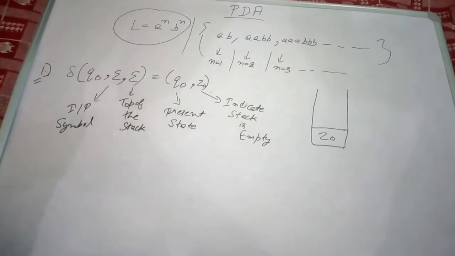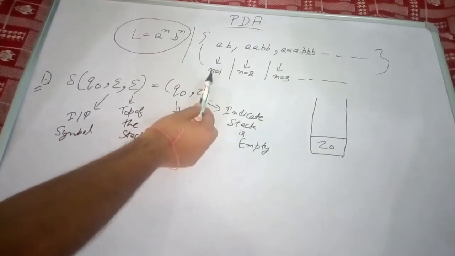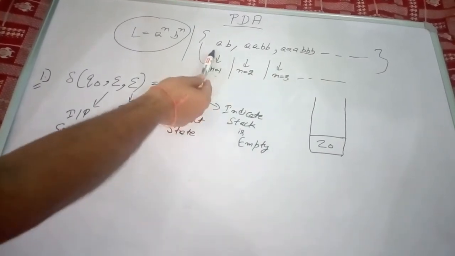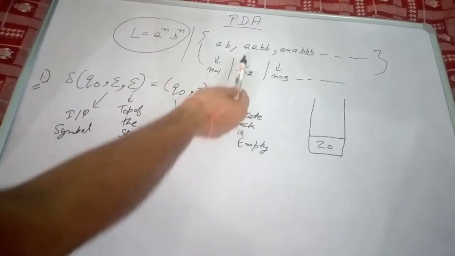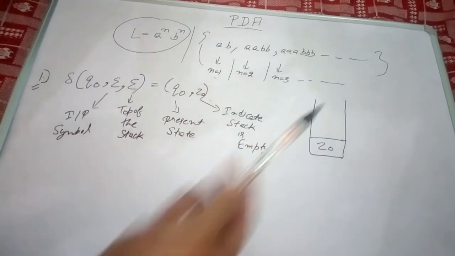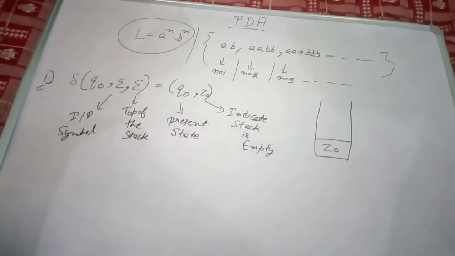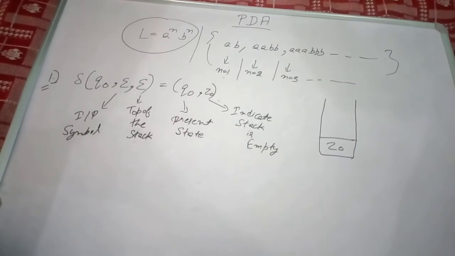According to the value of n, we have the input string. If n equals 1, then it is AB. If n equals 2, then it is double A double B. If n equals 3, then we have triple A triple B, and so on.